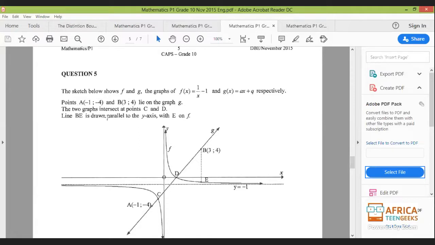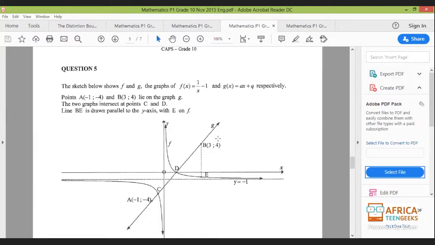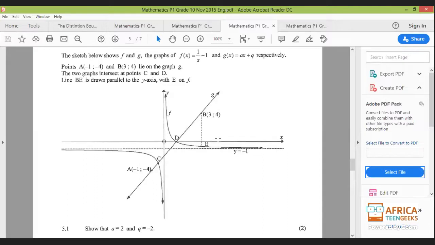The line BE is parallel to the y-axis with E on the f graph. So BE is parallel to the y-axis, meaning that the gradient here is the same as the gradient here. Remember, parallel lines have the same gradient, but they will never meet. Or you can say they are lines that cannot meet, but they share the same gradient, right? Okay, let's see what questions they are asking.